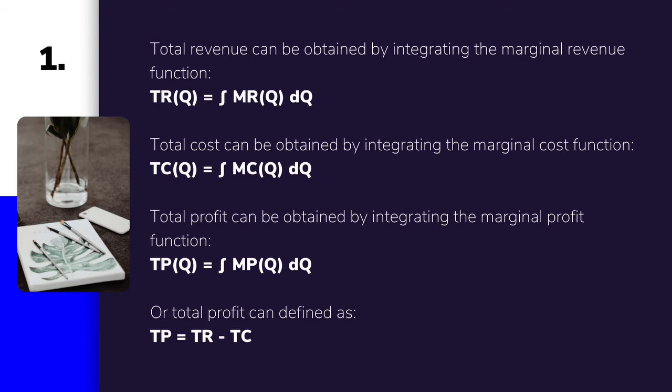The total revenue, cost, and profit can be obtained by integrating their marginal functions respectively in terms of Q. The total profit can also be defined as total revenue minus total cost.